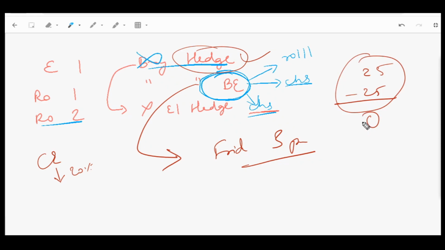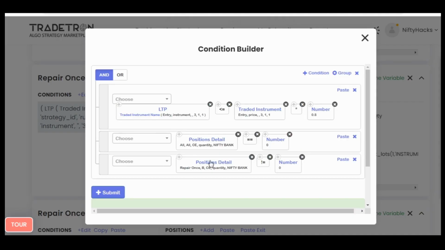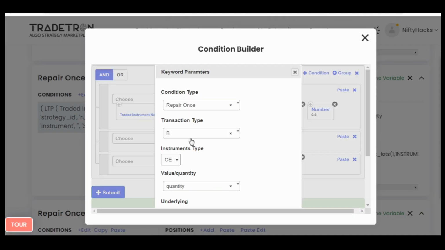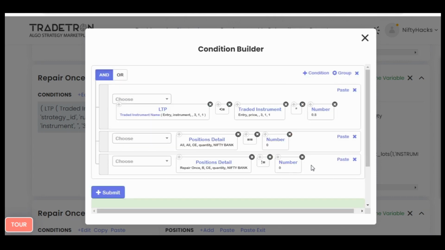So how to prevent that? It should only do adjustments of this 20%, 30% or 40%, or at the money, in the money. All the adjustments should happen only after we have entered in the break even strike. So to ensure that, I have used this position detail, repair ones buy means hedges call quantity is not equal to 0.